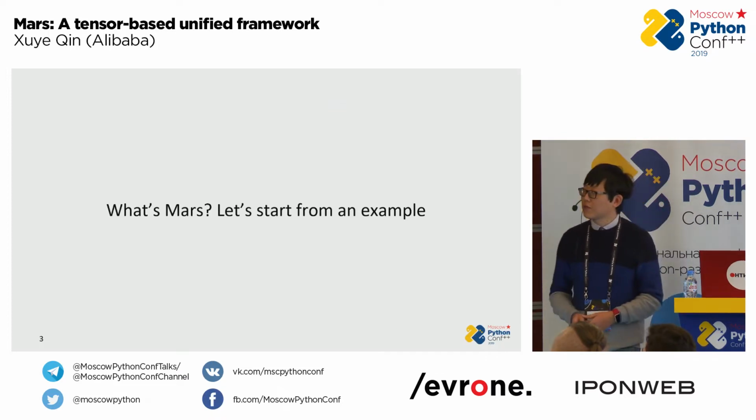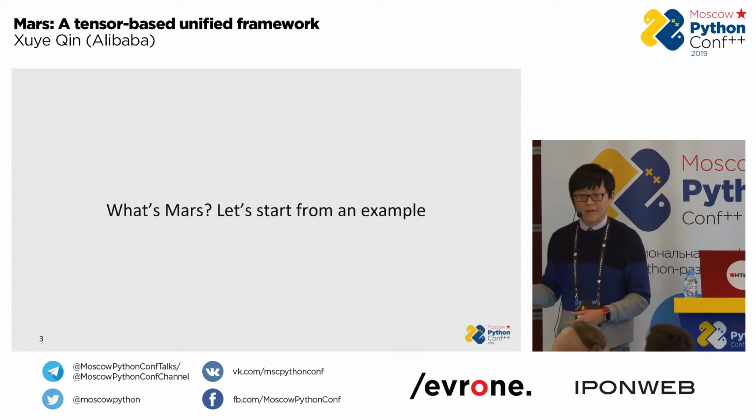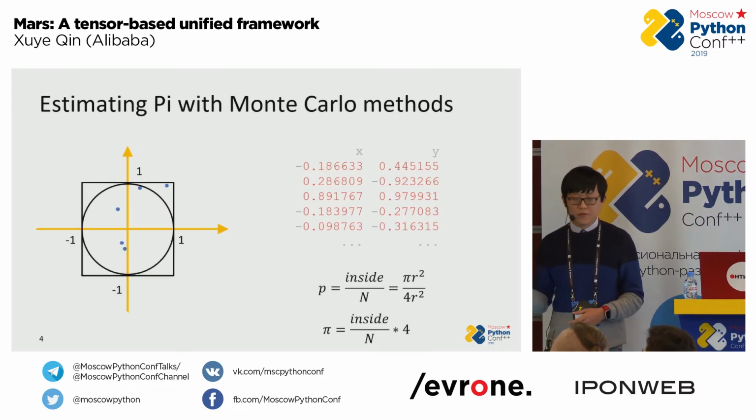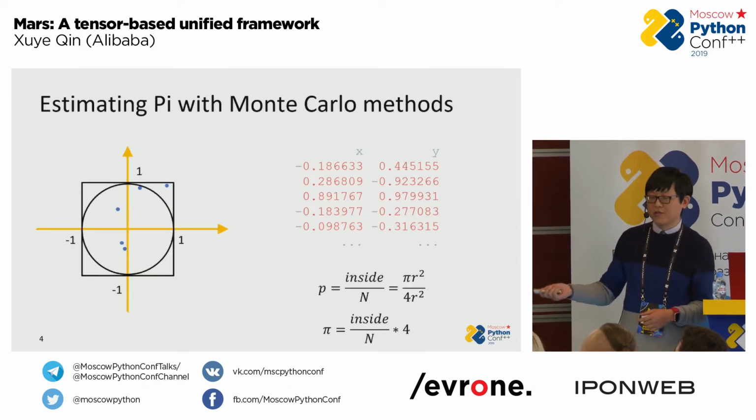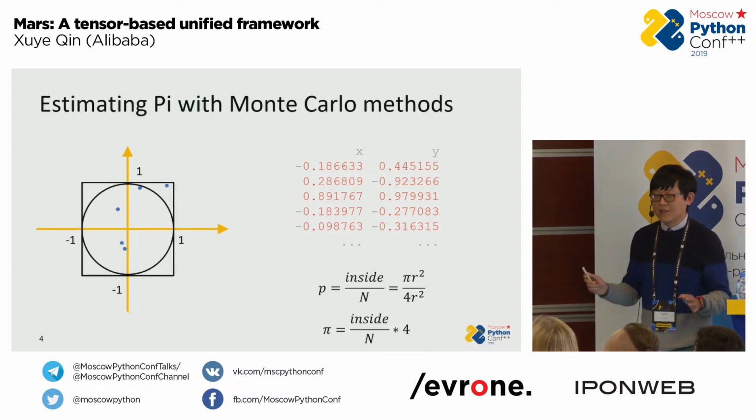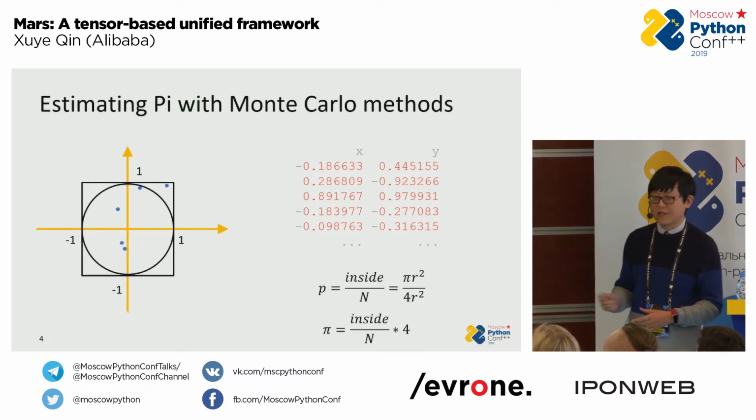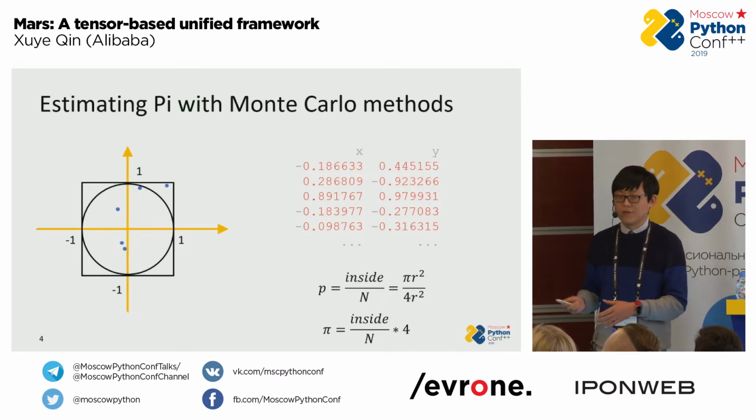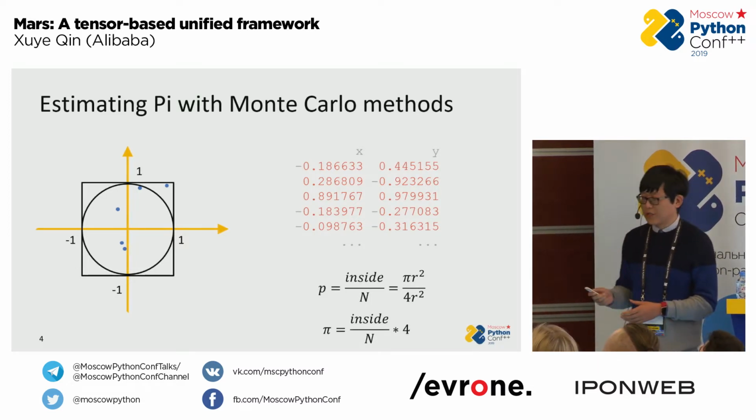So what is Mars? What can Mars do? Let's start from an example. Our mission here is to estimate pi with Monte Carlo methods. Monte Carlo methods are actually very, very simple. They are statistical methods that utilize a range of random numbers to perform the simulation.